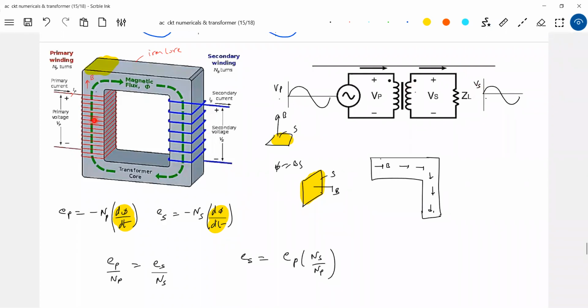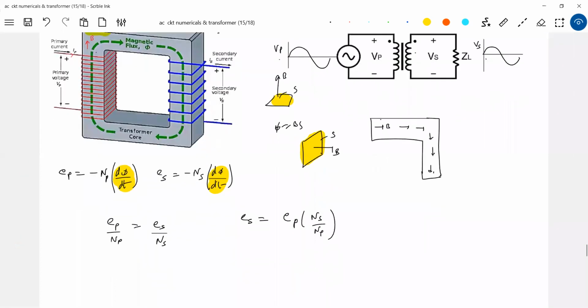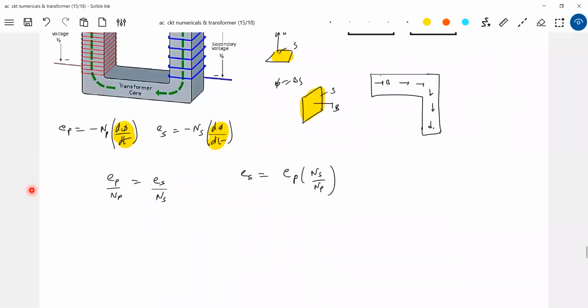And all the flux generated in the primary, the same flux is made to link the secondary. How? By the iron core. Therefore, the rate of change of flux linking the primary is equal to the rate of change of flux linking the secondary. So I'll get this one. And now I want step up, because yes, step up is needed.